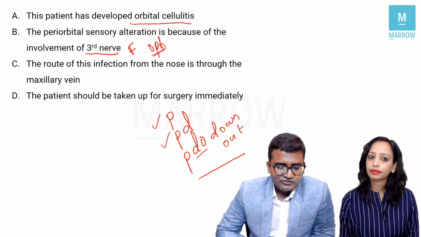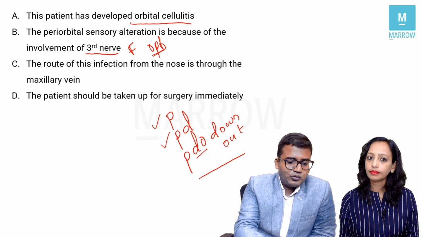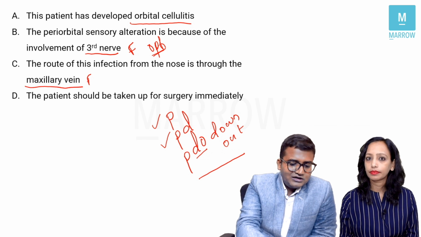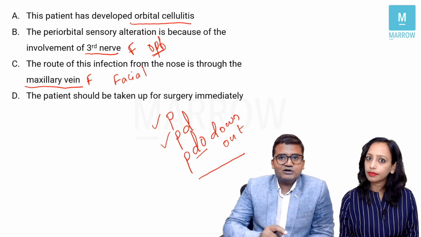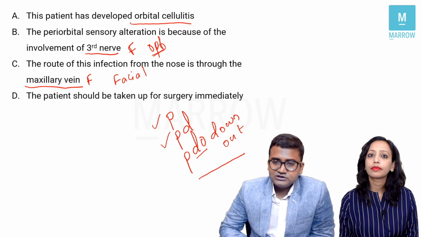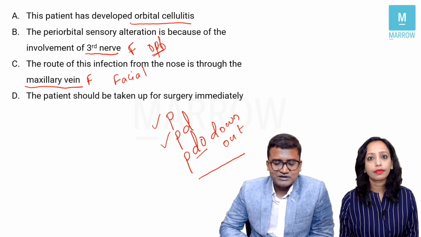The route of this infection from the nose is through the maxillary vein. Again, this is false. Why? Which vein? Yes, facial vein. From the facial vein to the superior ophthalmic vein to the cavernous sinus. And another route is via the deep facial vein and pterygoid venous plexus.